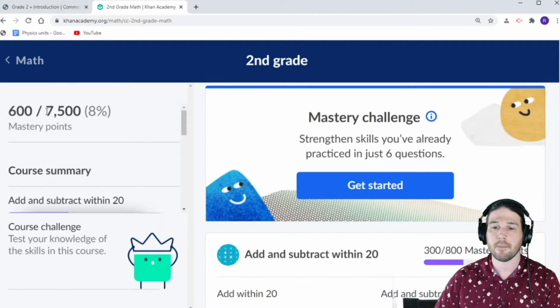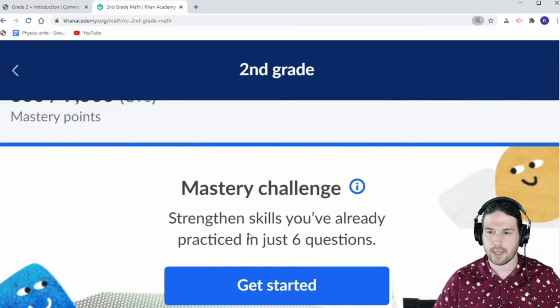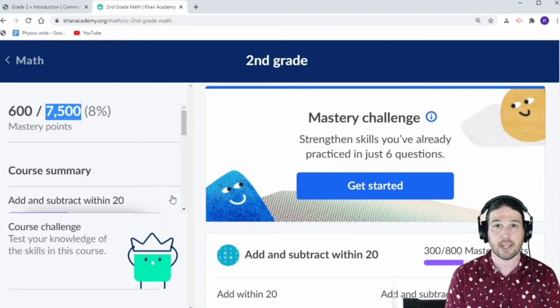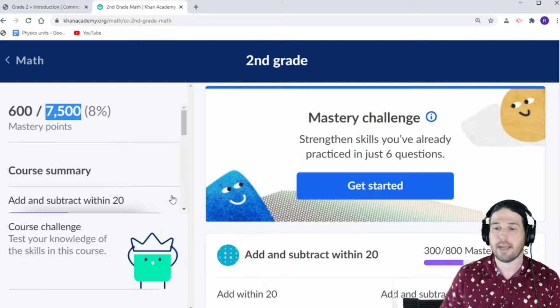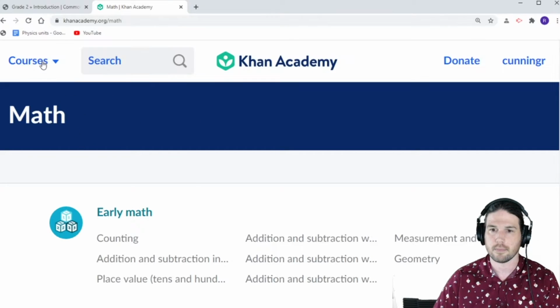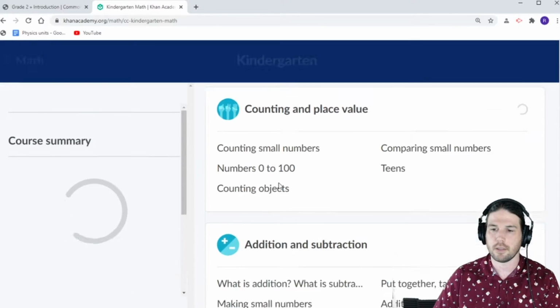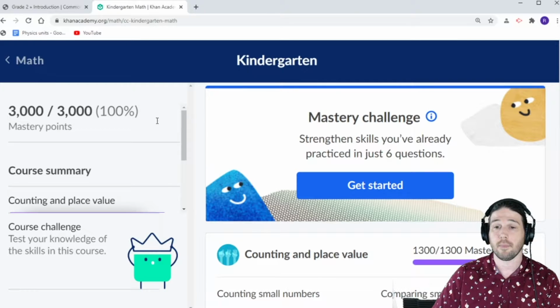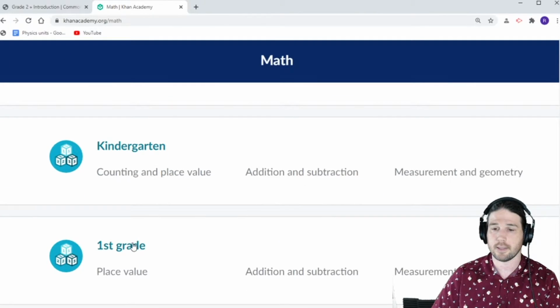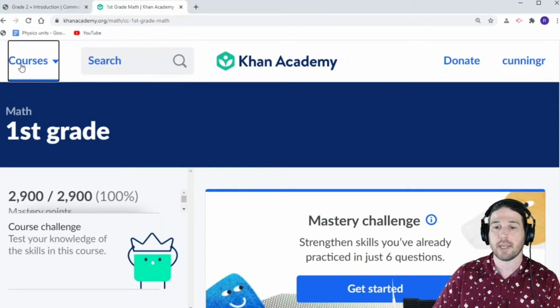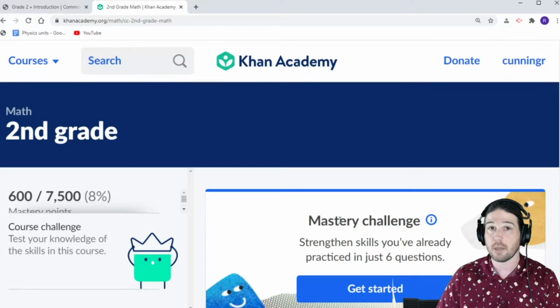So we're already 8% done, but the thing I want to really draw your attention to, that's not it, is that there are 7,500 quote-unquote mastery points available in this grade. Now, going back to kindergarten and first grade, kindergarten had 3,000 mastery points available, and first grade had just under 3,000 available. So the actual amount of work that we're going to be doing here in second grade is going to be a little bit more than both of those last two grades combined.